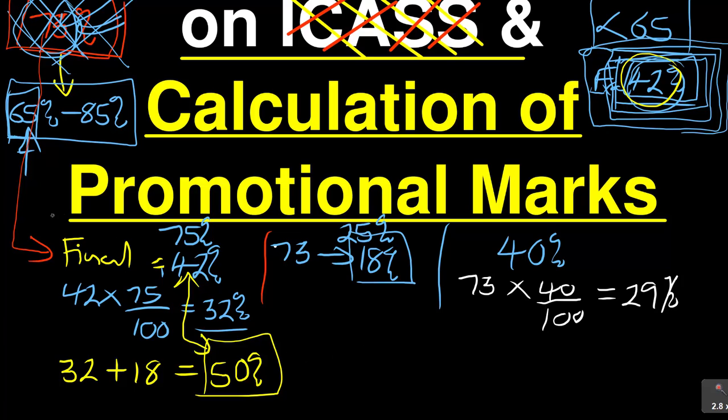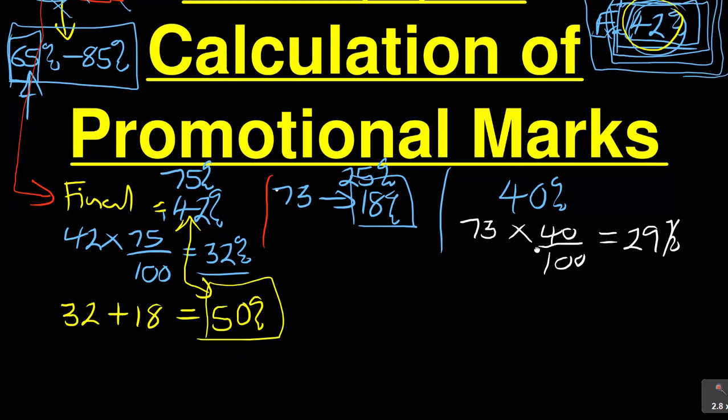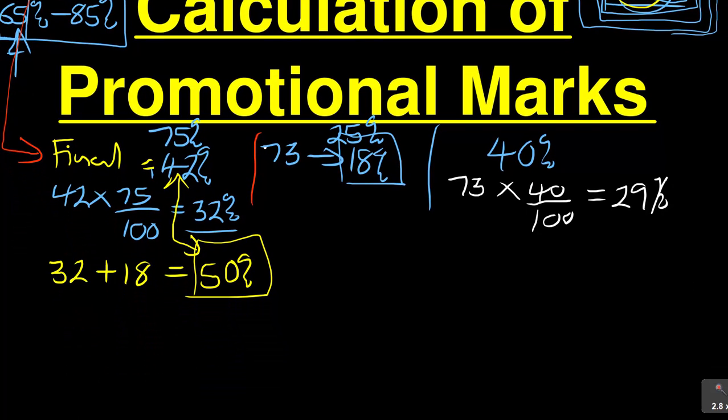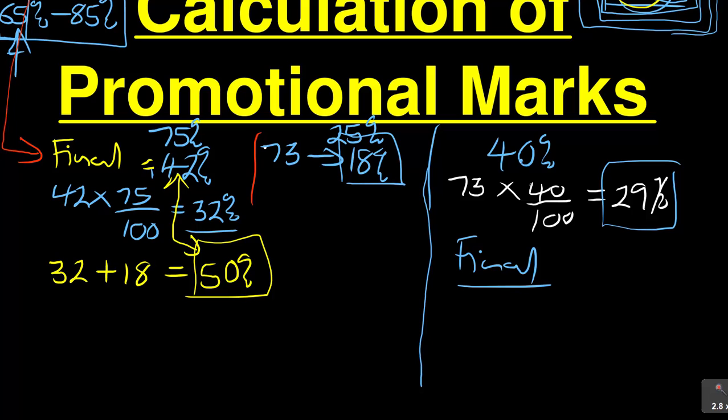But now, what if it is a 40-60 rule? Because apparently this is actually what is happening. So if it's 73 times 40 over 100, we've got 29% contributing, and the final exam here, remember, if it's 40, the final exam becomes what? 60, because the total must be 100. 40-60 rule. So here it would be 60 over 100, and we multiply also by 42, like it was 75 over 100 times 42.